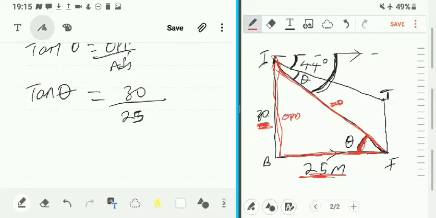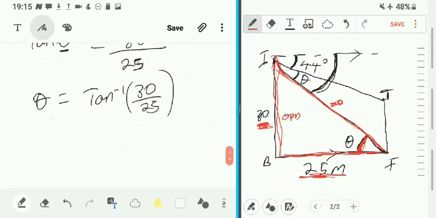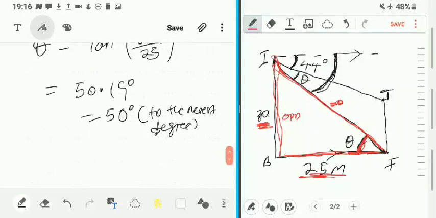You cannot cross multiply, since you are solving for theta. So theta is equal to the tan inverse of 30 over 25. When you punch that in your calculator, you get 50.19 degrees. We're told to do it to the nearest degree, so 50 degrees. Okay, so that answers part A.